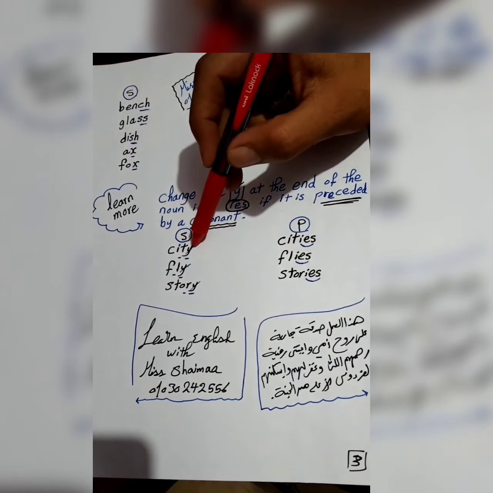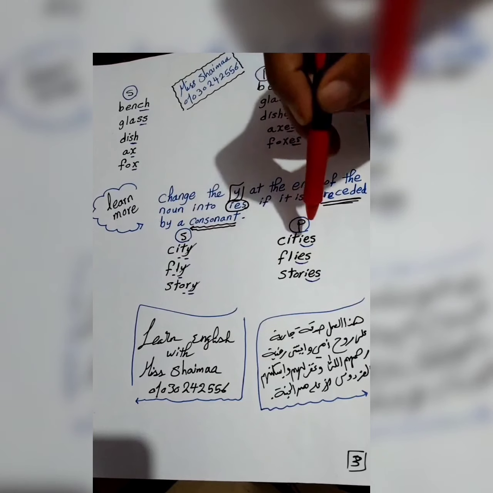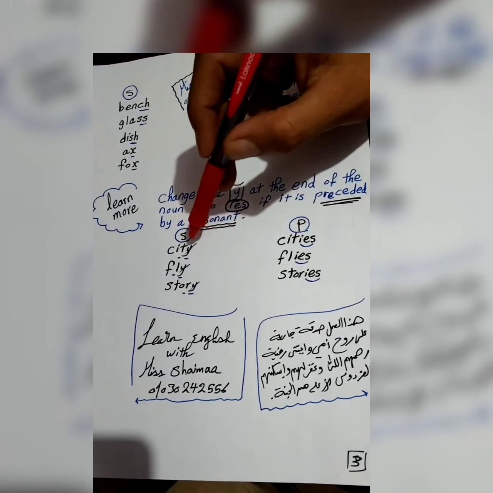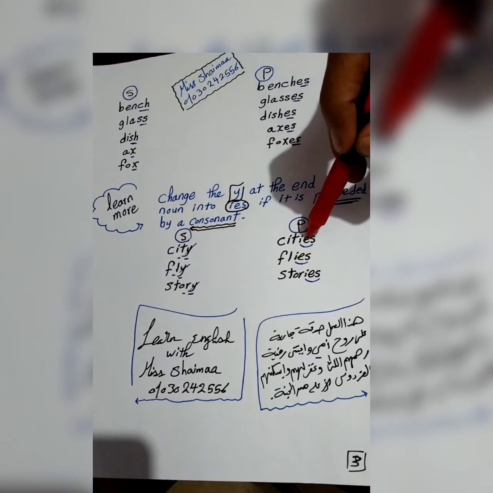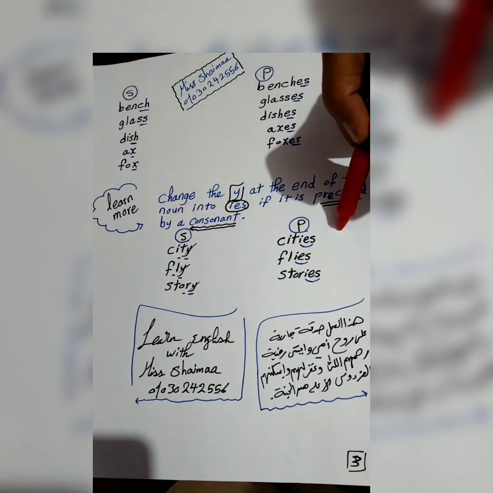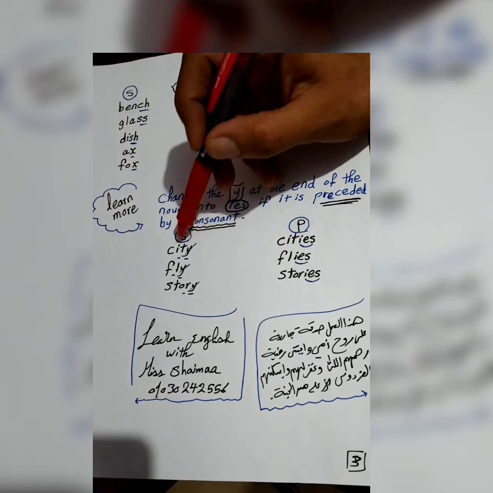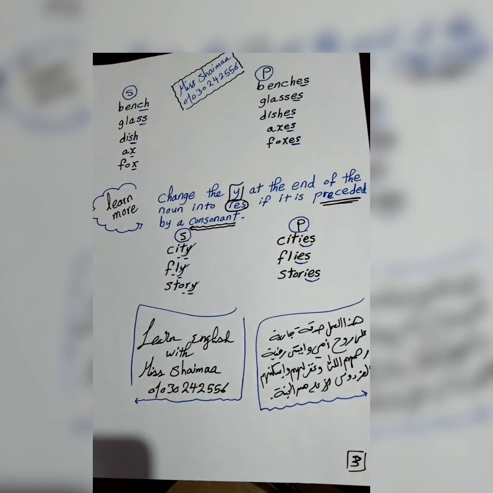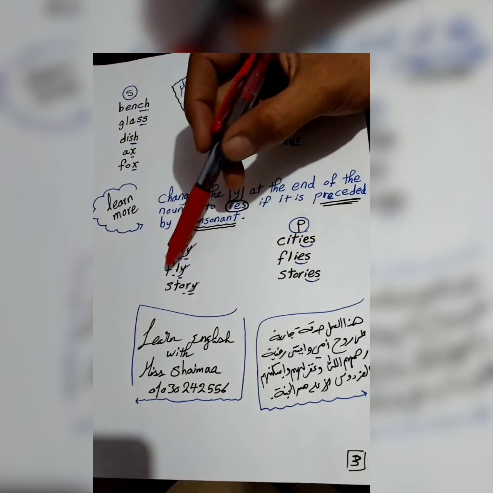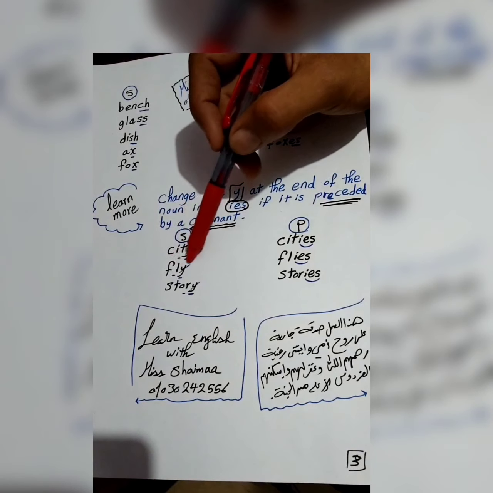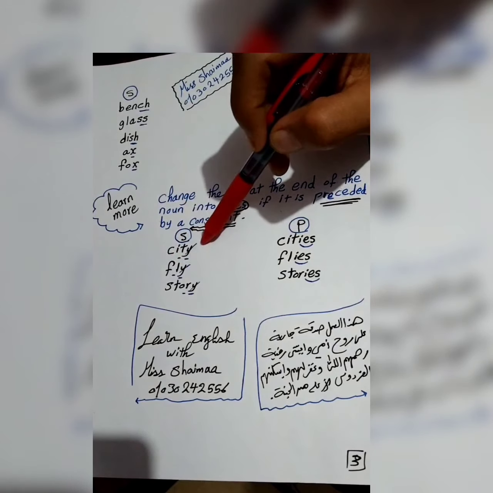Change letter Y to IES. Delete it and add IES. Okay? Because before letter Y, consonant letter, not vowel letter. Okay? Another example, fly. Look here, the same rule.